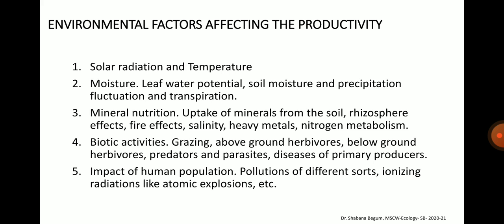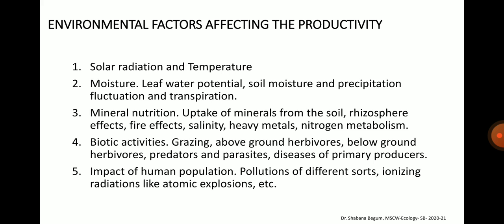I told you a number of factors will affect the productivity. Some of them are the solar radiation and temperature, moisture, that is leaf water potential, soil moisture and precipitation fluctuation, and transpiration. Mineral nutrition, that is uptake of minerals from the soil, rhizosphere effects, fire effects, salinity, heavy metals, nitrogen metabolism. The biotic activities such as grazing, above ground herbivores, below ground herbivores, predators and parasites, as well as diseases of primary producers.